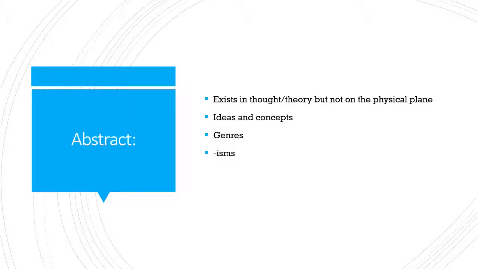So when we're talking about abstractions, we're talking about things that exist in thought and in theory, but not necessarily on the physical plane. Right? So we're talking about ideas and concepts here. Generally, theories are good, ideas are good, genres are good, isms are good. Right? This week you're being asked to read an essay about cannibalism, which is an ism, certainly. I'm going to be talking about post-punk as a genre.